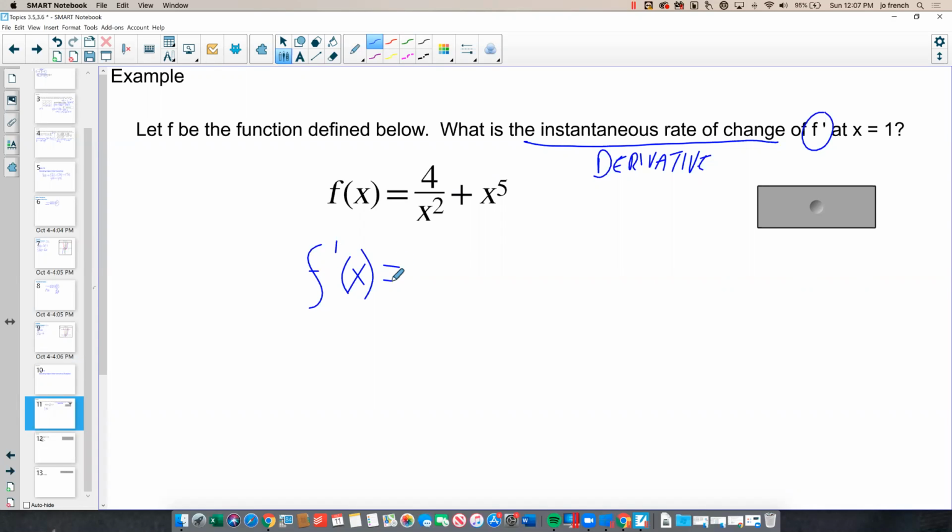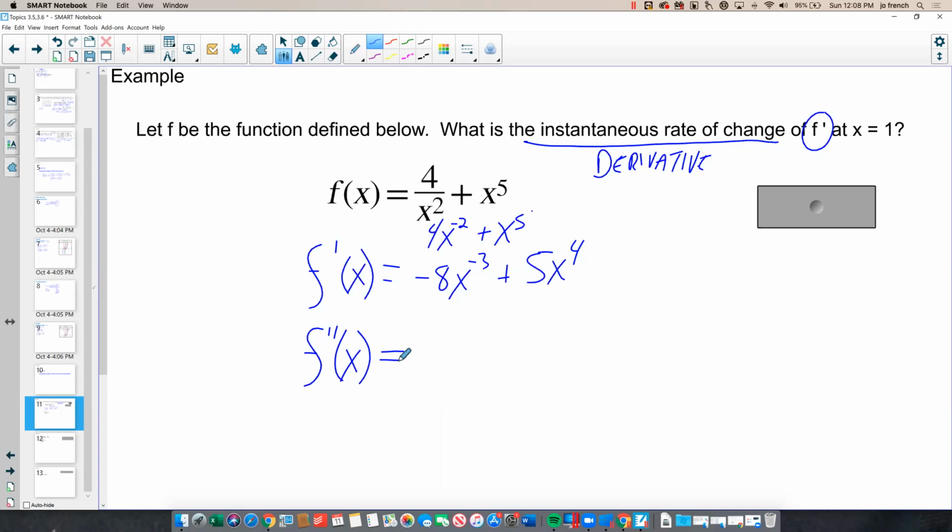So let's start with f prime of x. Well, 4 over x squared can be rewritten as 4x to the negative 2 plus x to the fifth. And then I can take that derivative by the power rule. So bring down the negative 2. So negative 8x to the negative 3, negative 2 minus 1, plus 5x to the fourth, again by the power rule. Now I need to find the derivative of f prime, because that's what the question is asking, the instantaneous rate of f prime.